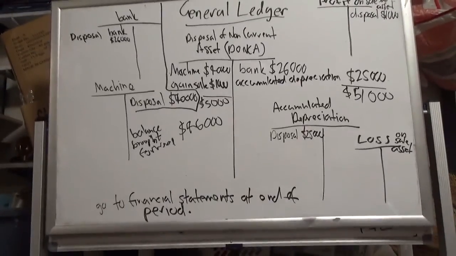So that's the finish of the presentation on DONCA today, given by Stephen from TEFAT in Sydney. I hope you found this informative, and I hope it cleared up how you post DONCA in general journal and general ledger, and mentioning financial statements. Bye. See you next time.